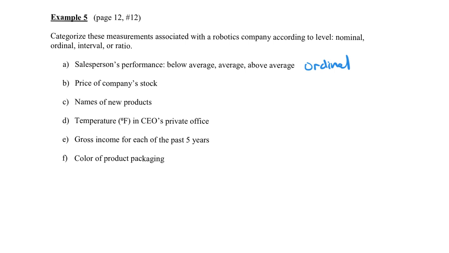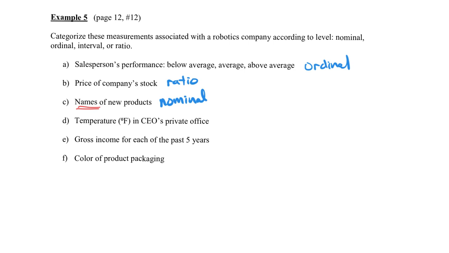Price of a company's stock. Well, price, we're talking about money. Whenever you talk about money, you've got ratio. This is ratio. Because, like we said, ratios work, and differences. You can subtract money and it makes sense. You can make ratios of money, like we talked about. So whenever money is involved, you're talking about a ratio. Names of new products. Well, it's just a name, right? There's not much you can do with a name. So this is just going to be nominal. This is nominal data.